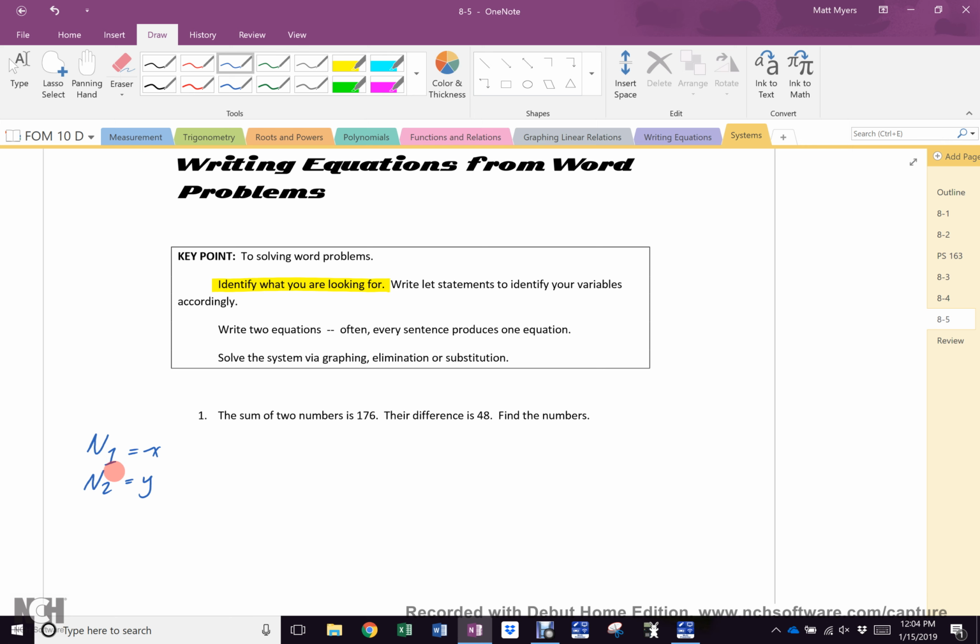Now, write some equations. What do you know about these two numbers? Their sum is 176. What math is sum? So number 1 plus number 2 must equal 176, right? So x plus y equals 176. What else do we know? The difference is 48. The difference, x minus y, equals 48.